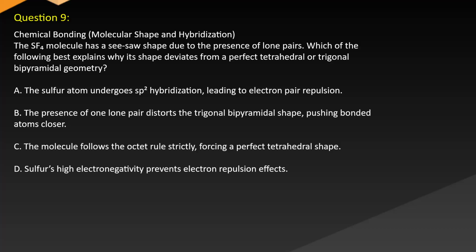A. The sulfur atom undergoes sp hybridization, leading to electron pair repulsion. B. The presence of one lone pair distorts the trigonal bipyramidal shape, pushing bonded atoms closer. C. The molecule follows the octet rule strictly, forcing perfect tetrahedral shape. D. Sulfur's high electronegativity prevents electron repulsion effects.